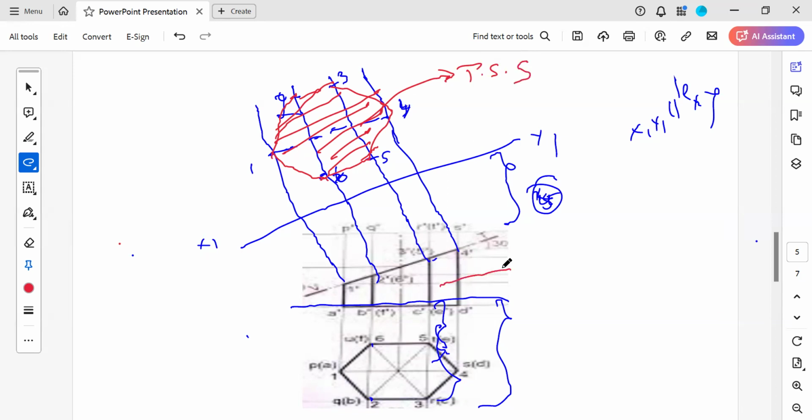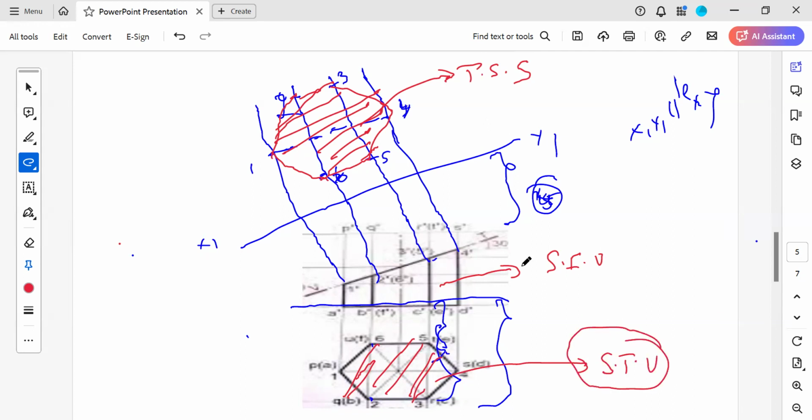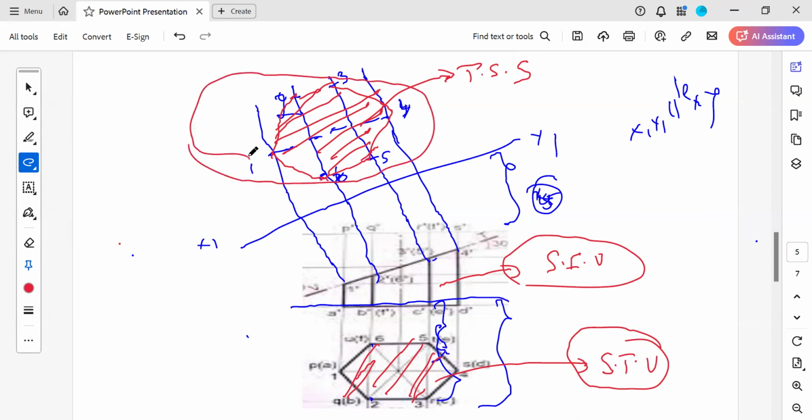This is called as the sectional front view, and this is called as the sectional top view. Like this we can predict the sectional top view, sectional front view, and true shape of the section. So I hope you understand this problem.